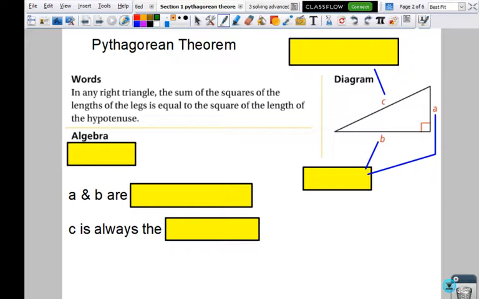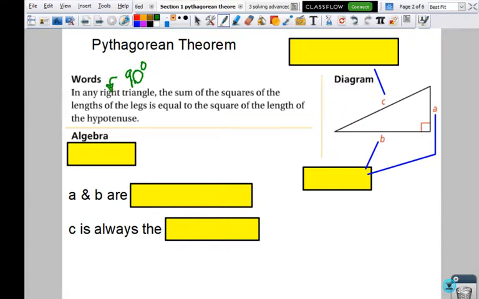Okay, so we are going to look at the Pythagorean theorem, which says if you have a right triangle... So Pythagoras is actually a Greek guy. Pythagorean theorem says in a right triangle, anybody know what a right triangle means? It has a 90-degree angle.